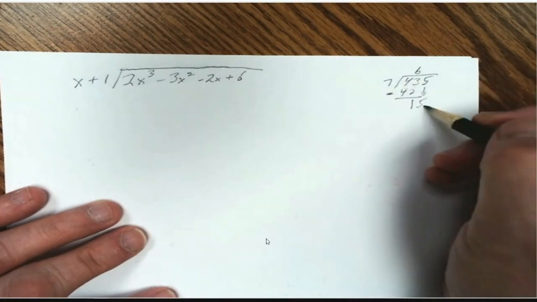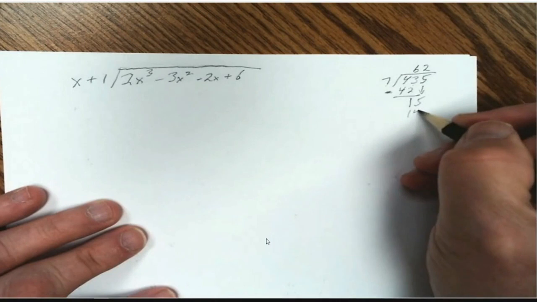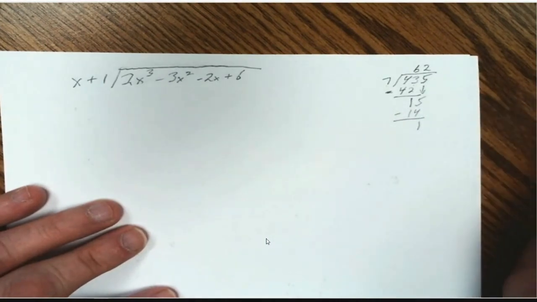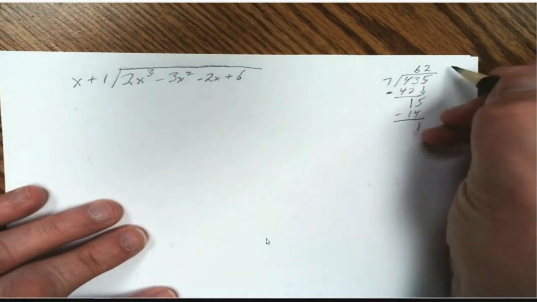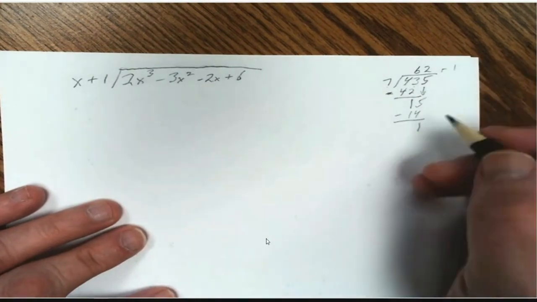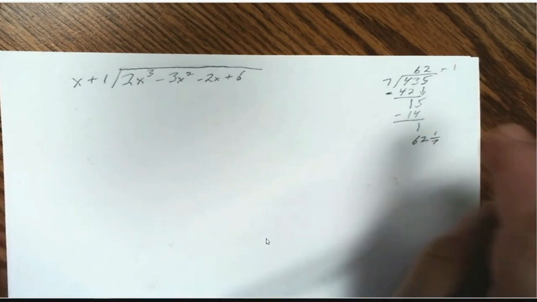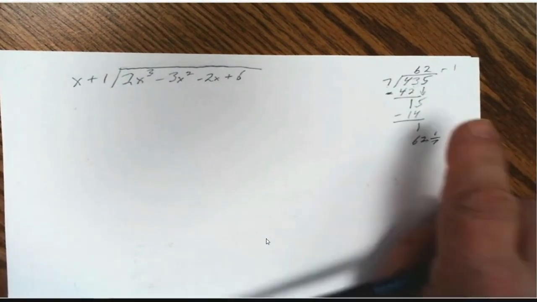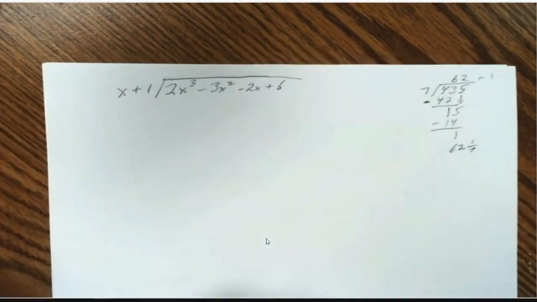How many times does 7 go into 15? It goes 2. 2 times 7 is 14. We subtract again. We have a remainder of 1. So 435 is basically 62 and a remainder of 1. Or it's 62 and 1/7. When you divide 7 into 435, it's 62 and 1/7 because you have a remainder of 1. Well, the same process works with polynomials.